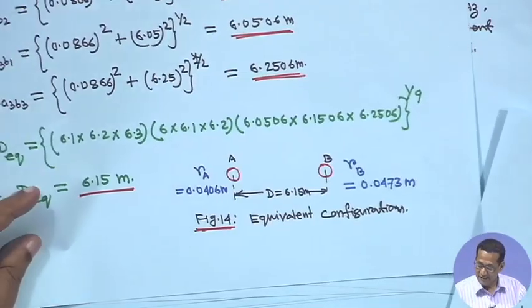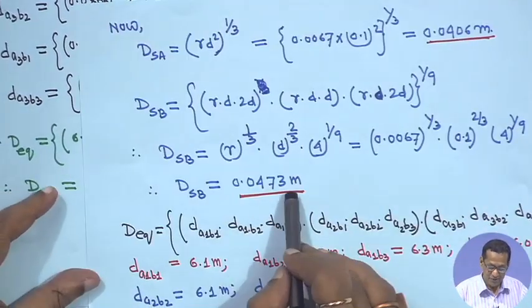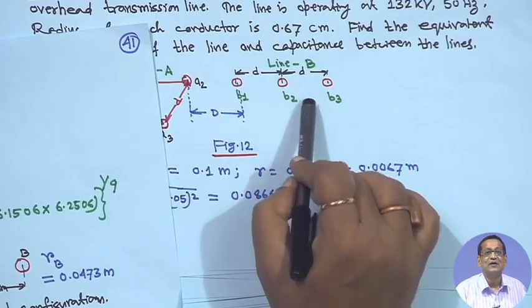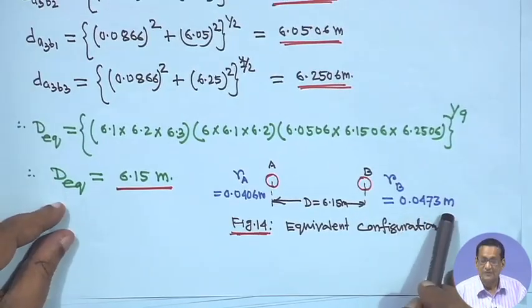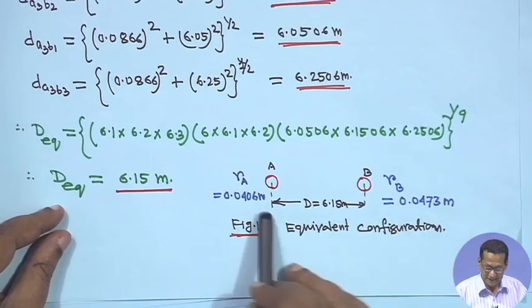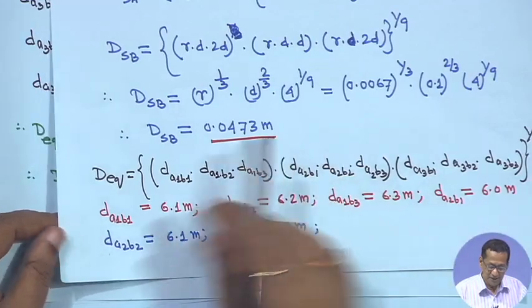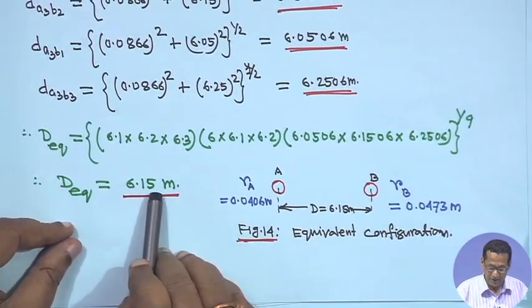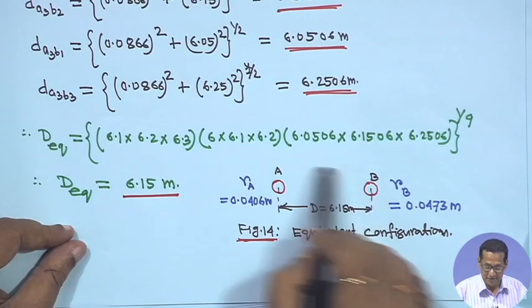Similarly, your DSB is equal to 0.0473 meter. So, as if this side can be represented by a single conductor whose radius is 0.0473 meter, and the distance between the two, that is DEQ, we just computed, is equal to 6.15 meter. So, this is the equivalent configuration.